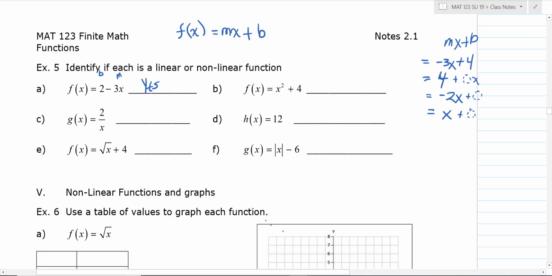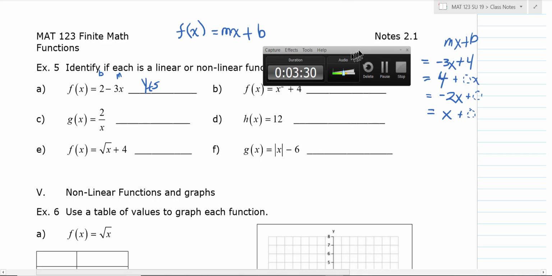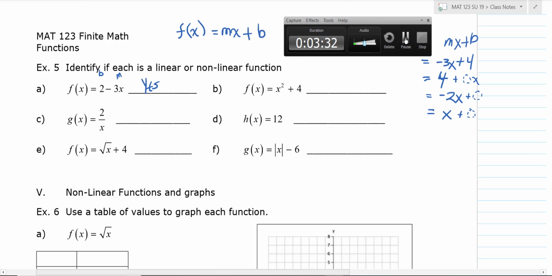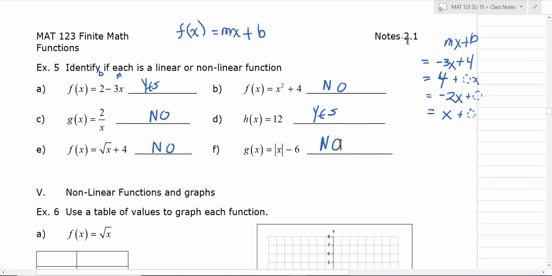All right, so let's look. What I want you all to do is pause the video and say yes or no on each one of these. Okay, so here's what you should have. This one is no. You can't have x to the second. It's got to be just an x, x to the first, really. This is also no. You can't have the x in a denominator because, again, it's got to look exactly like that.